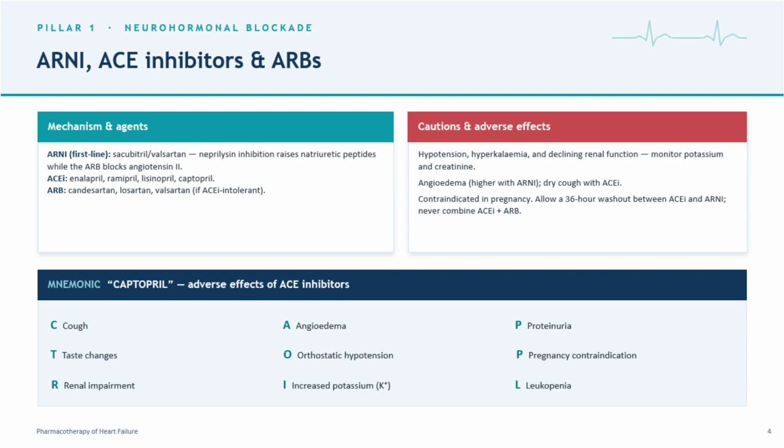And now the fun part, our first mnemonic: CAPTOPRIL for the side effects of ACE inhibitors: cough, angioedema, proteinuria, taste changes, orthostatic hypotension, pregnancy contraindication, renal impairment, increased potassium, and leukopenia. Run through it a couple of times, it's exam gold.